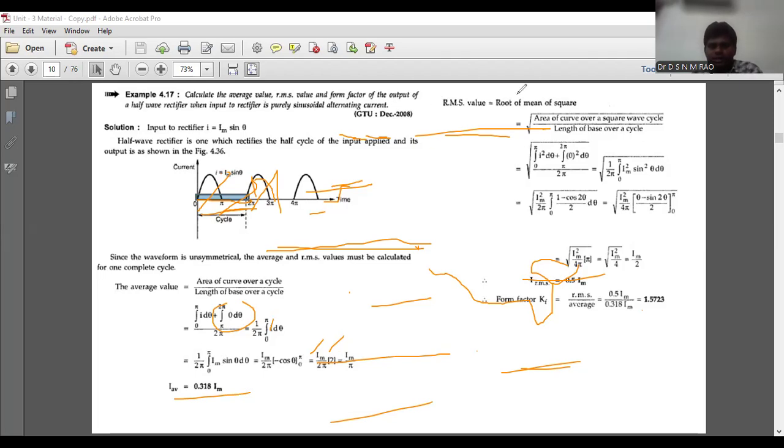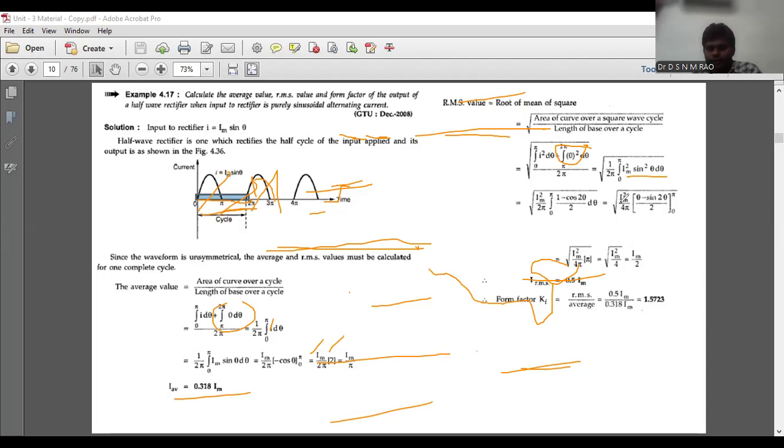Similarly, the RMS value equals the square root of the area under one cycle divided by base length. Similarly, square root of integral 0 to pi of I square d theta plus integral pi to 2 pi of 0 square d theta, divided by base length 2 pi. So the square root of 1 by 2 pi, and similarly this term will be 0. So 1 by 2 pi integral 0 to pi of Im square sin square theta d theta. Im square by 2 pi integral 0 to pi, where sin square theta can be written as (1 minus cos 2 theta) by 2, d theta.